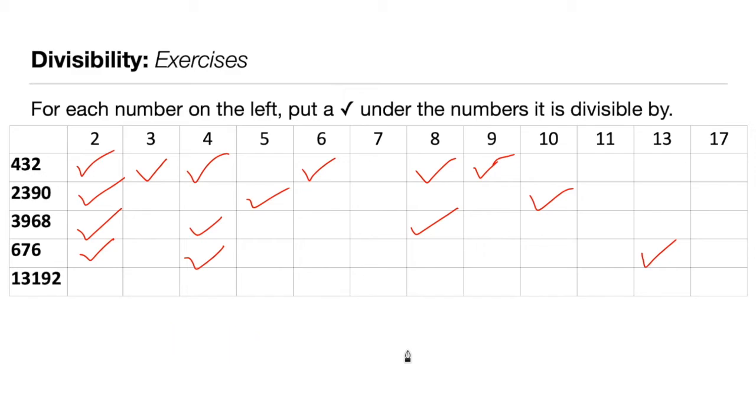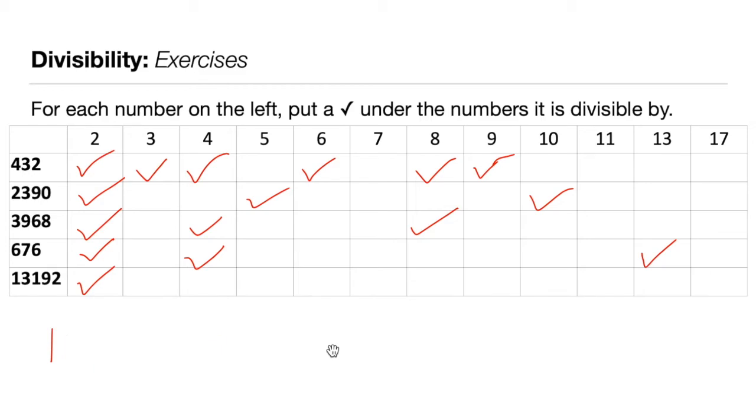Okay, so we're now at the last number. We have 13,192. First off, it's divisible by 2 because it ends with 2. Let's try if it is divisible by 3. So 1 plus 3 plus 1 plus 9 plus 2. So 1 plus 3 is 4, plus 1 is 5, plus 9 is 14, plus 2. That's going to give us 16. So 16 is not a multiple of 3.